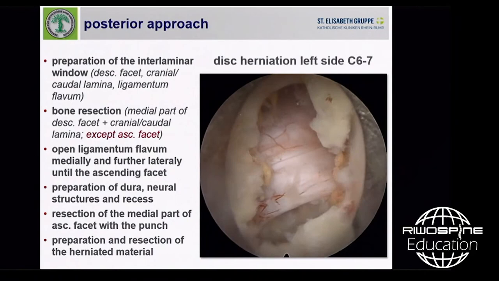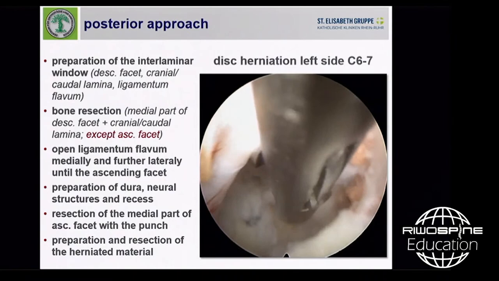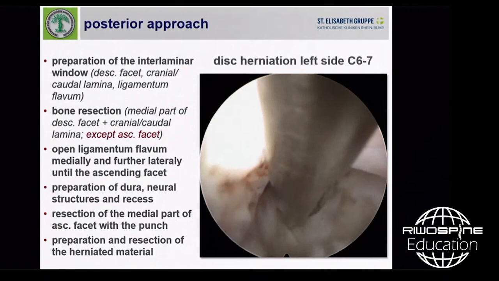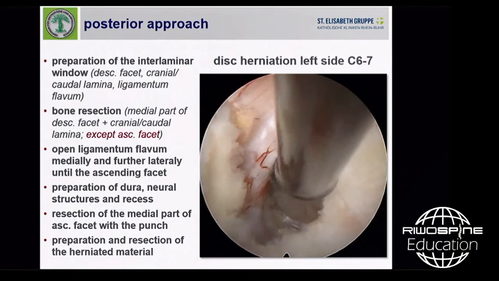And for these procedures, it's absolutely helpful to really stop every bleeding that you find. So you can go below the cervical nerve, you can go a little bit with the branch below the dura of the cervical myelon, but it's absolutely forbidden to mobilize the cervical myelon.